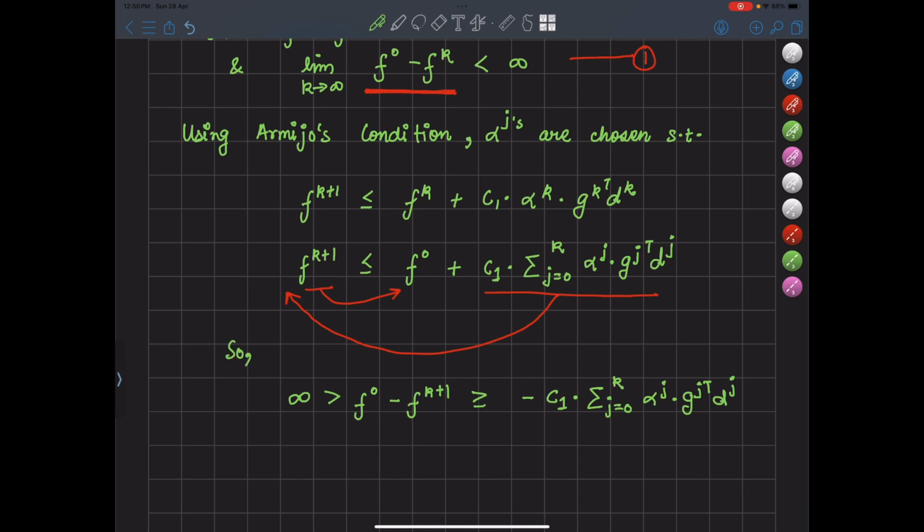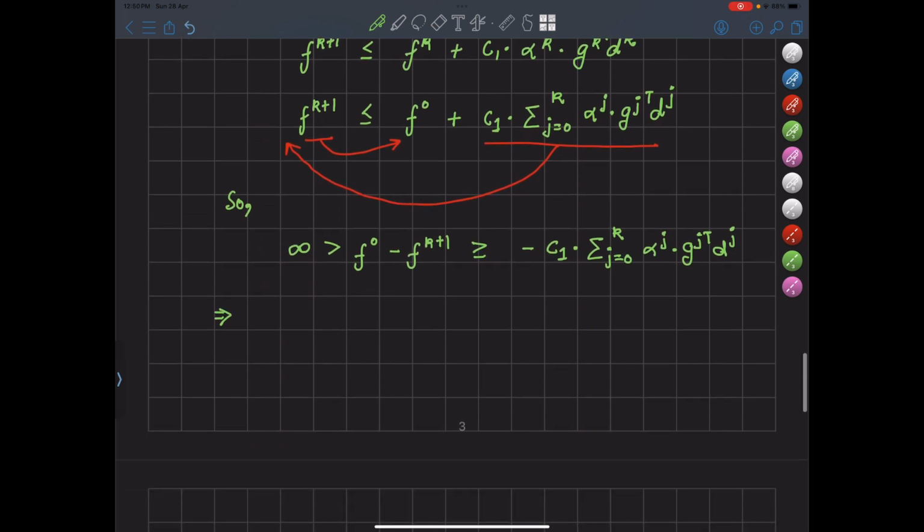So this is true, which helps us say that minus c1 times the sum from j equal to 0 to k of alpha j gj transpose dj is less than or equal to infinity. So basically this is a finite sum, and we know that k can go to infinity. This is true in the limit sense also. So this k can go to infinity.